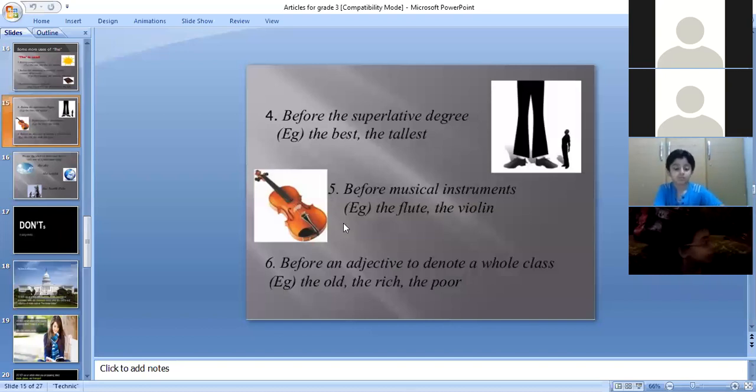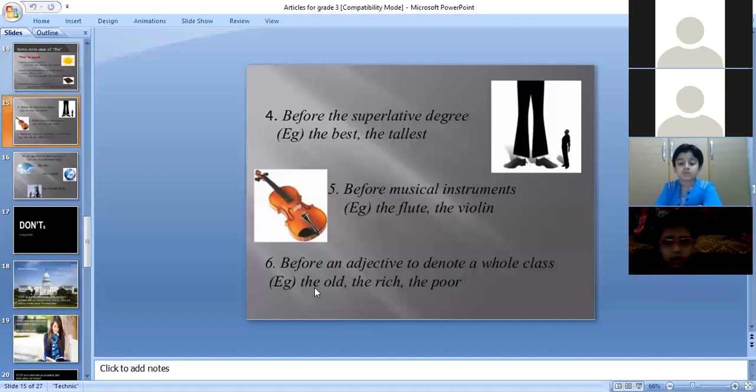Okay, and we also use the before musical instruments. I'm sure you know what the musical instruments are. Before musical instruments: the flute, the violin, the piano, the guitar. John plays the flute brilliantly. So we use the before the musical instrument.